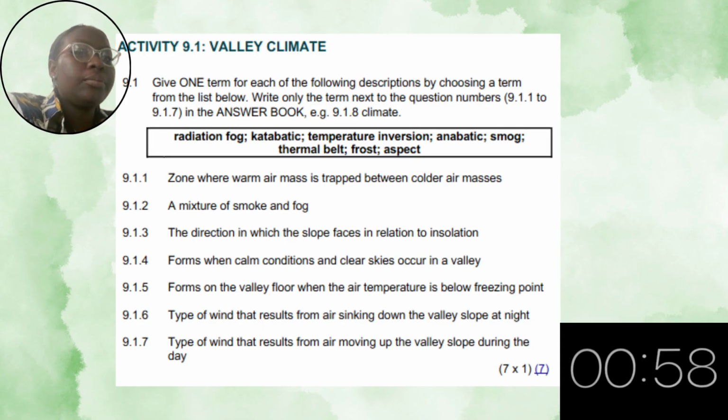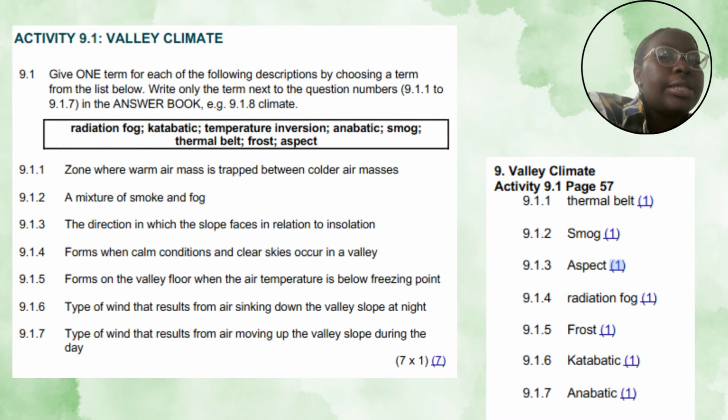All right, so the first question says, what is the zone where warm air mass is trapped between colder air mass? That is obviously the thermal belt zone. And then a mixture of smoke and fog, as you can imagine, would be smog. So you had to choose suitable words from that block that match with each sentence. In 9.1.3, the direction in which the slope faces in relation to insolation is the aspect.